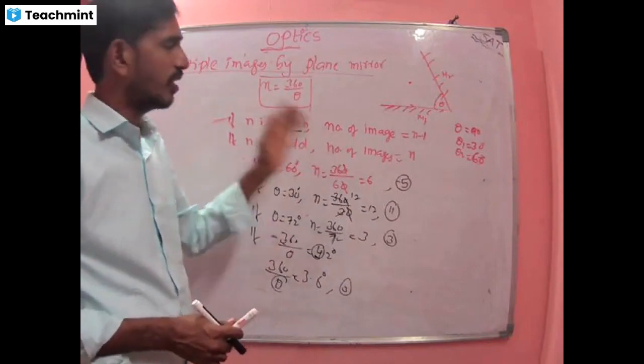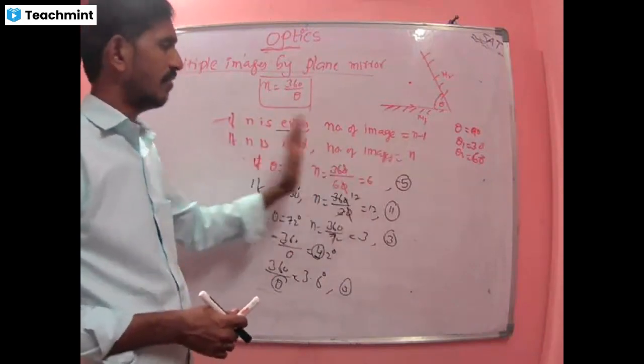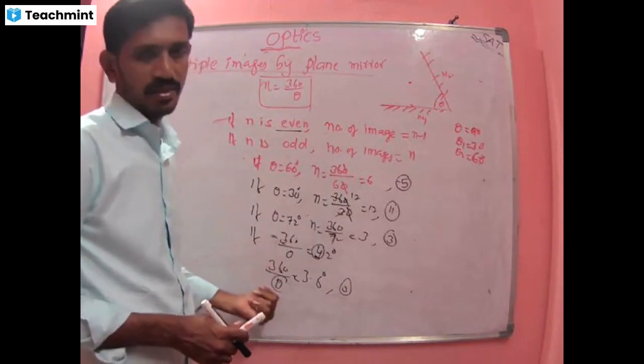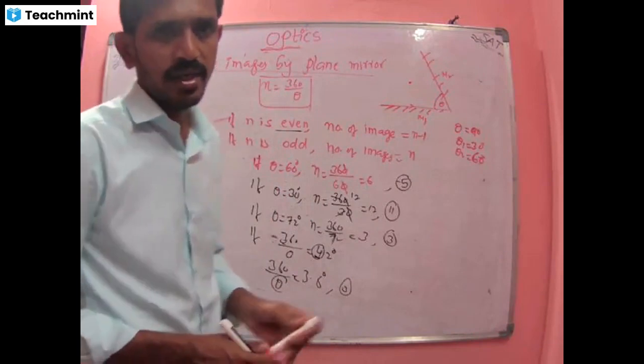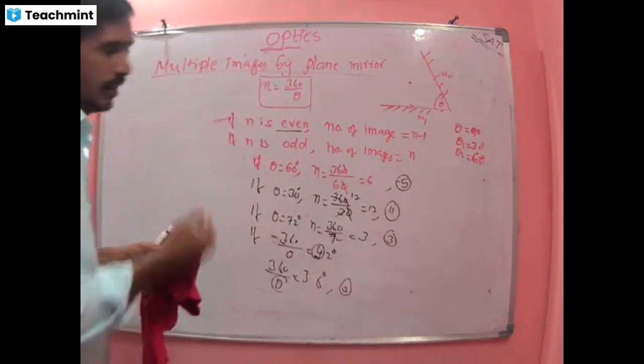If n is even, what is the number of images? If n is odd, what is the number of images? If it is a fraction, what is the number of images? If it is a fraction, definitely we can take only the integer part. Integer part, yes. Next, please take the screenshot.